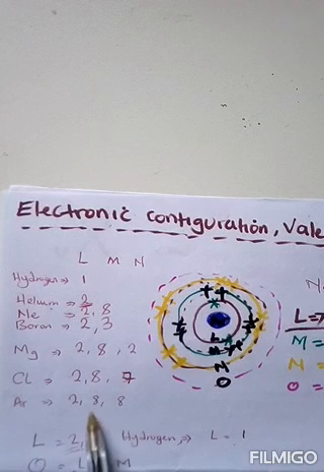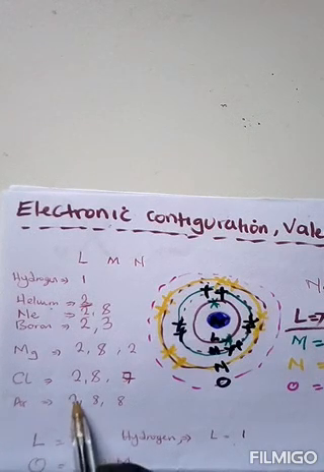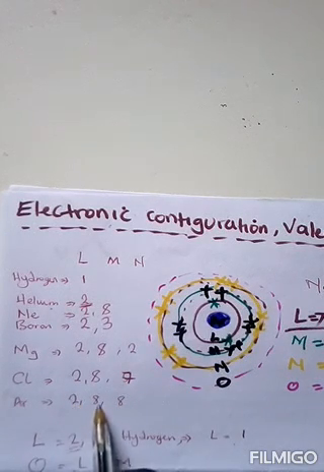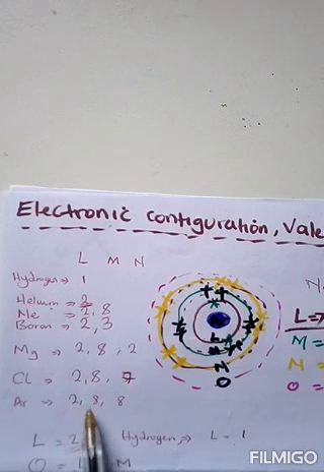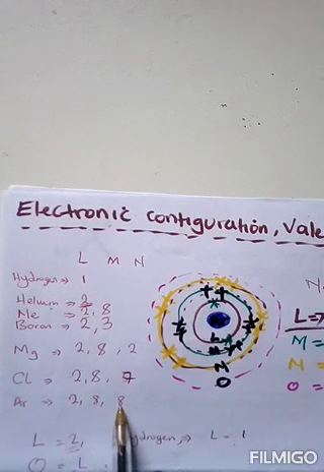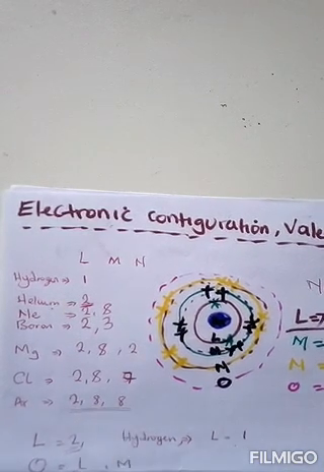Look at argon. Argon is number 18. It has how many shells? 1, 2, 3. So it's L, M, N. L, yes, fully filled, M fully filled, and N fully filled. So it is stable. It does not need to marry.